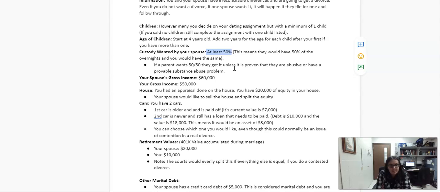Pretty much the judges now will do 50-50. So you can't just go, well, I'm going to have 75 and they're 25. That's if that person would be okay with it, then that would work. And you can come up with that agreement. But other than that, it does not. So in our scenario, we're saying that they want 50% custody. So that's what you're going to end up with.